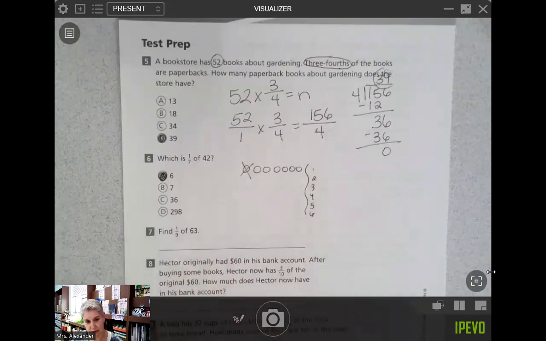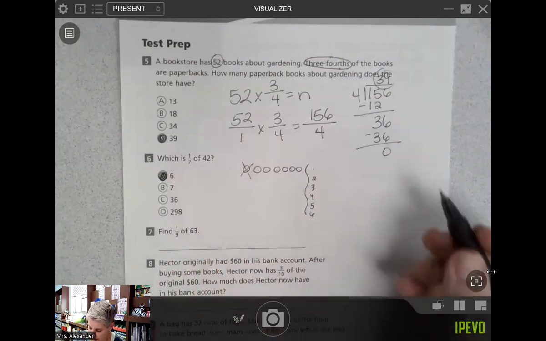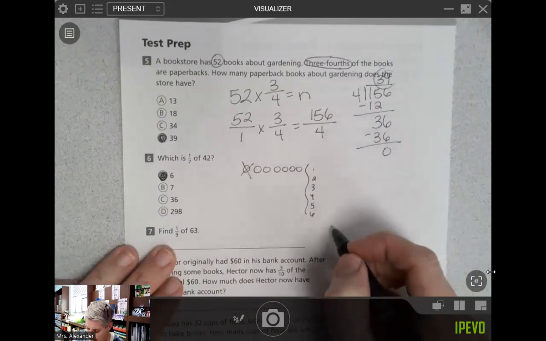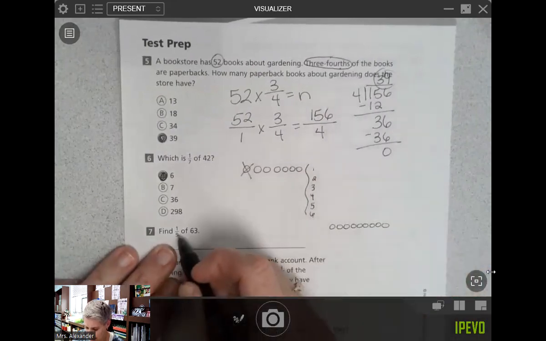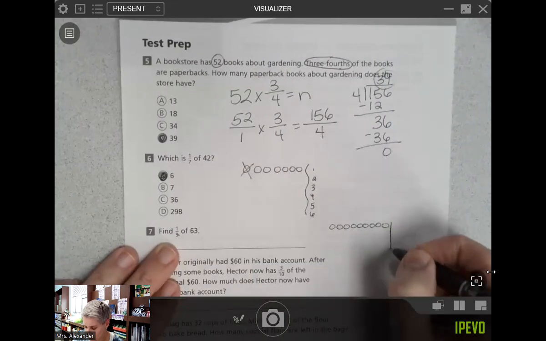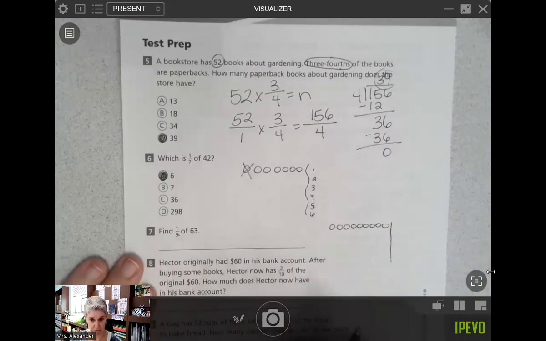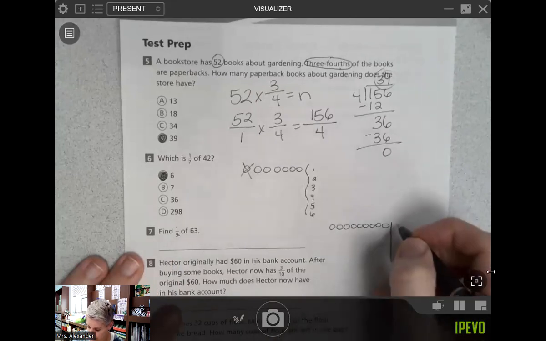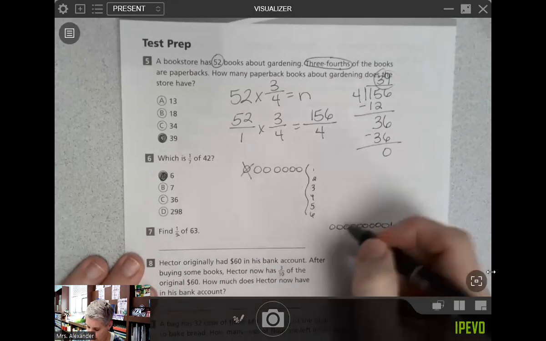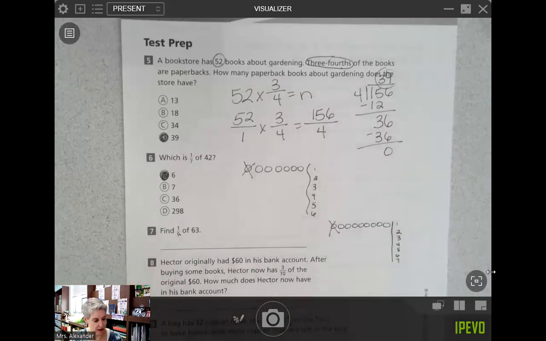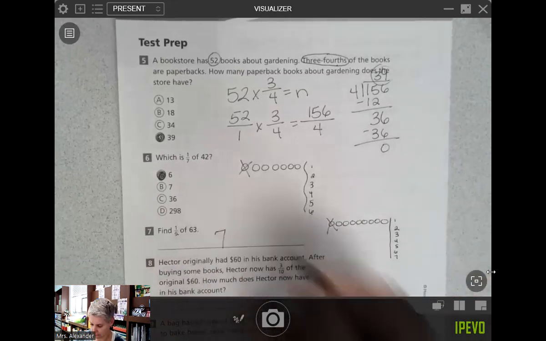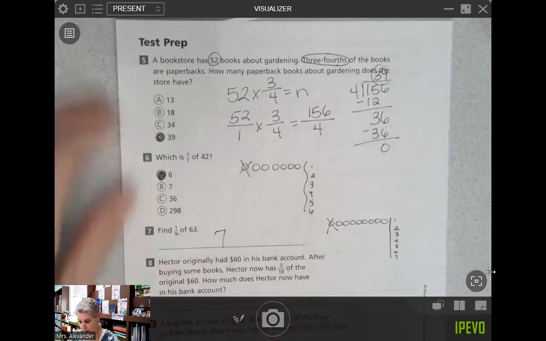1/9 of 63. Same idea. I have groups of 9. 1, 2, 3, 4, 5, 6, 7, 8, 9, because that's my denominator. How many of those groups would I need to get to 63? I would need 7. 1, 2, 3, 4, 5, 6, 7. And there's 1 in every one of those groups that I have, 1/9. So that would be a total of 7. All right.